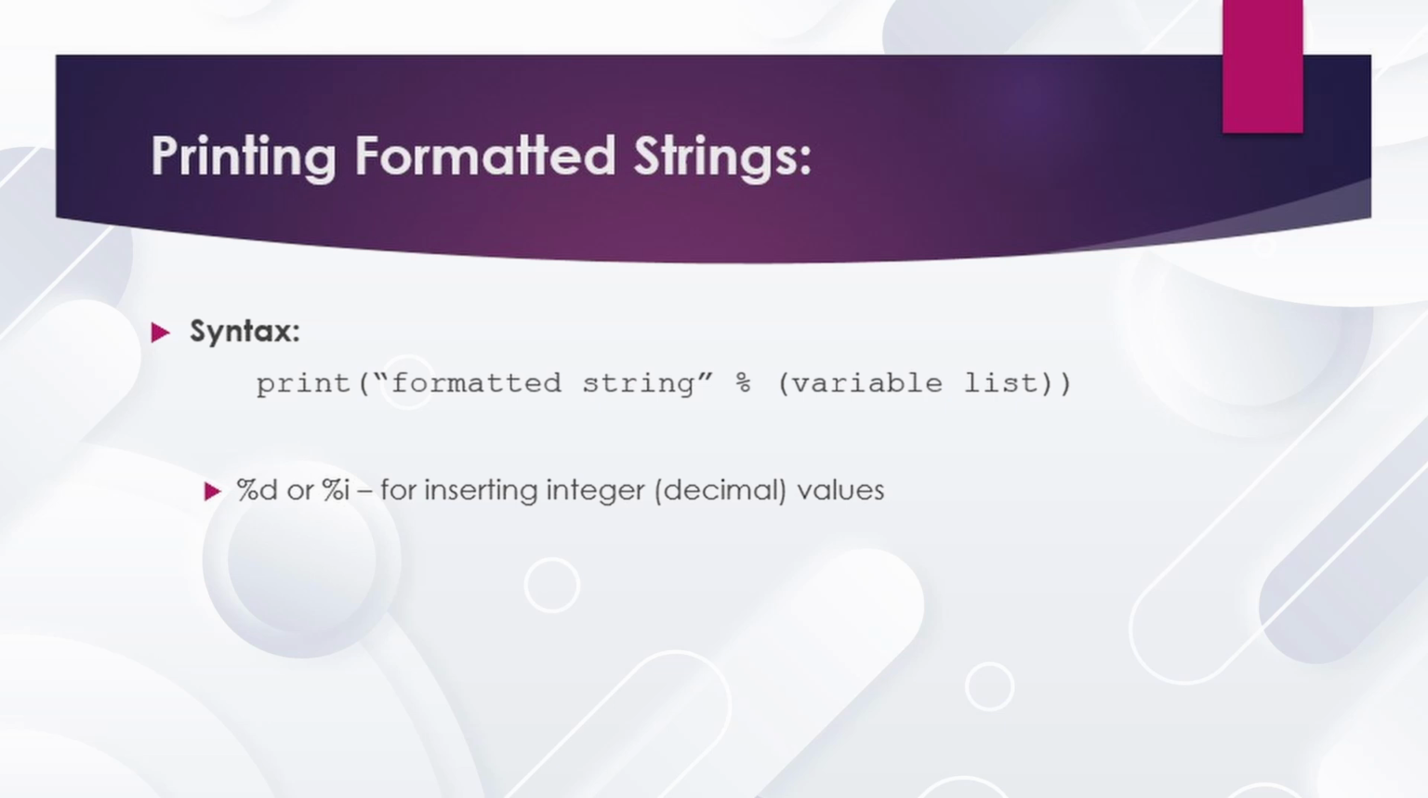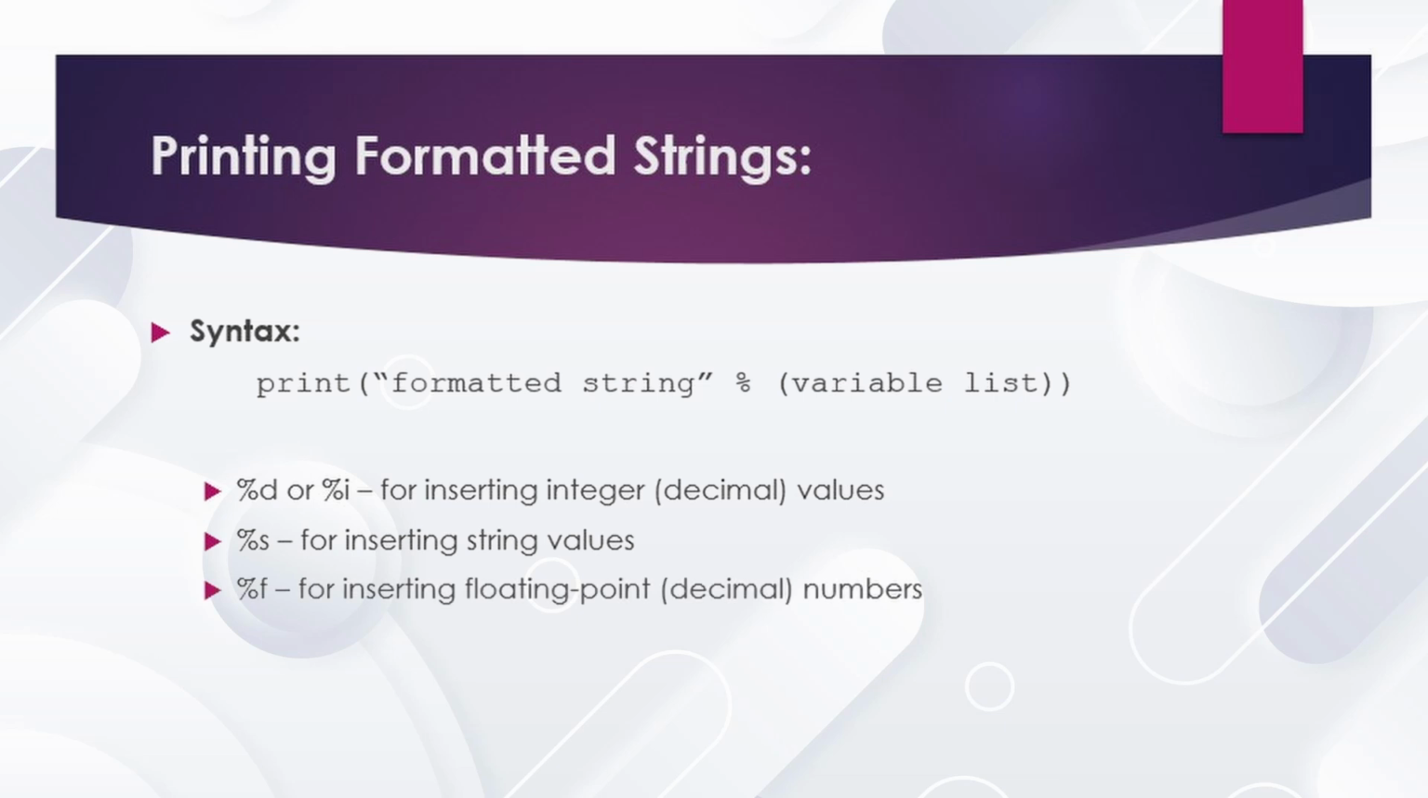Within the formatted string, special format specifiers are used to indicate the type of data that is being inserted. Some commonly used format specifiers include %d or %i for inserting integers, %s for inserting string values, and %f for inserting floating point numbers. These specifiers act as placeholders that are replaced by the corresponding values from the variable list.